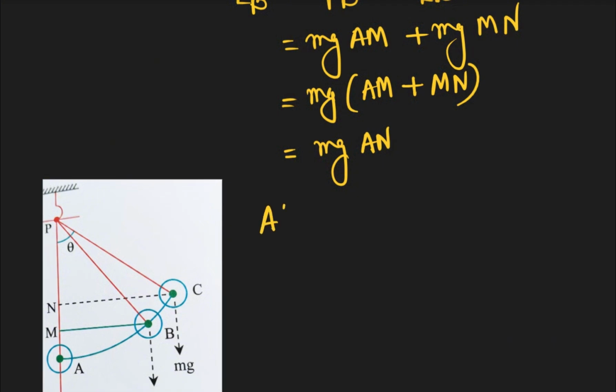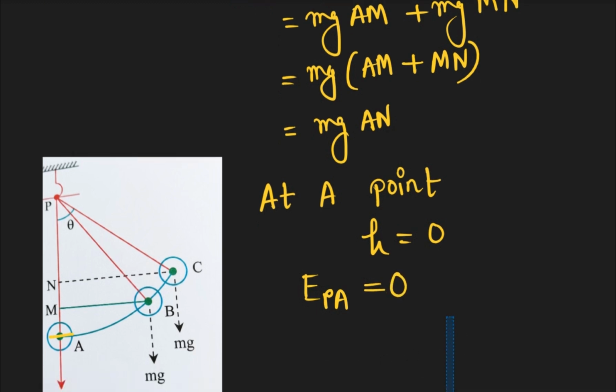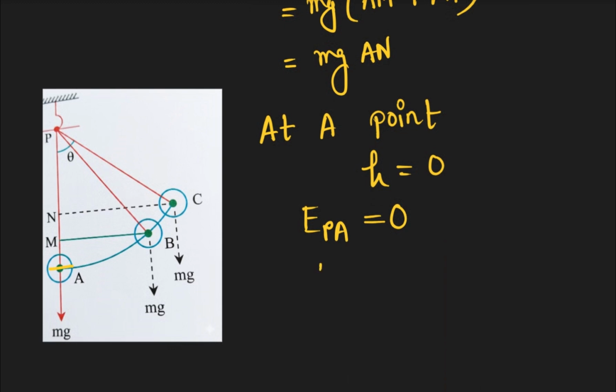At point A, the ground point actually, there is no height. Indeed there is no height, so h equals 0. So at this point EPA equals 0, and EKA, the kinetic energy at point A, will be half m Va squared.